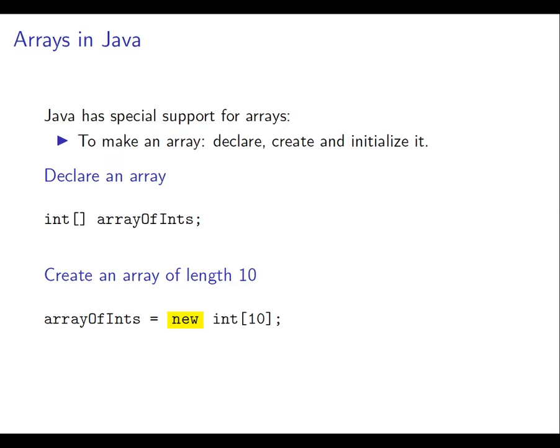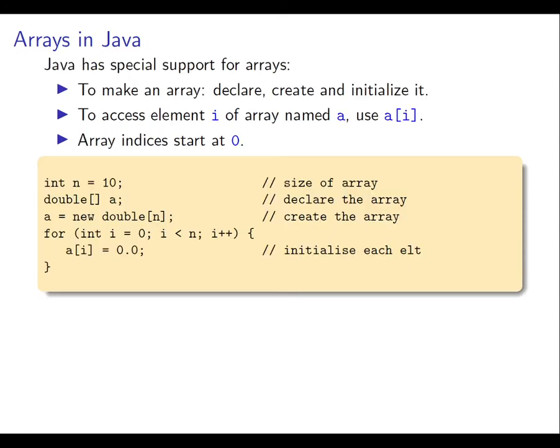If we wanted to declare an array of doubles, we would just have double in place of int there, and so it goes on. Now once you've got your array and it's been created and initialized, you use the square bracket notation that we briefly saw earlier on to access an element of the array. So you put the index i in square brackets after the name of the array.